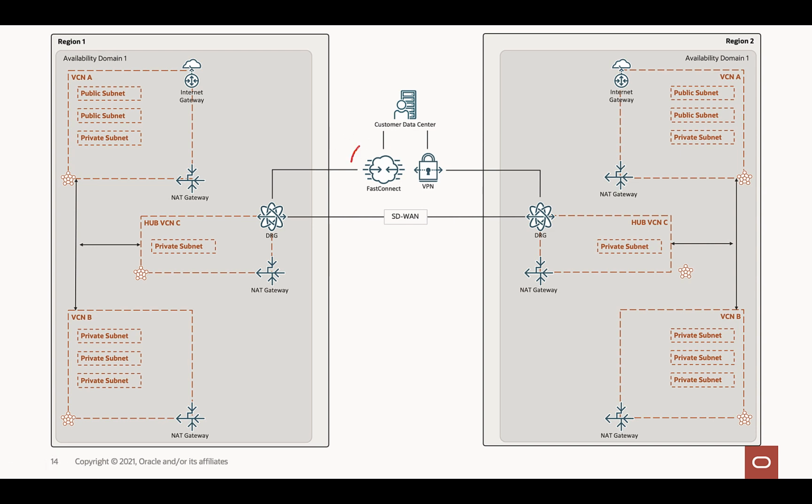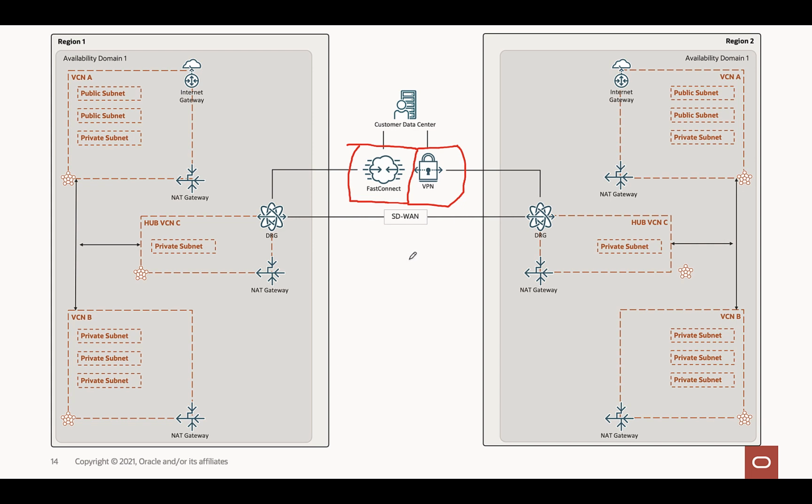We have FastConnect, which we've defined with an icon here, and we also have our VPN tunnel. We also have a connection that's going to be from DRG to DRG, in this case for replication of some of our resources inside of our hub VCN. We also have our subnets defined in this case for what's happening.